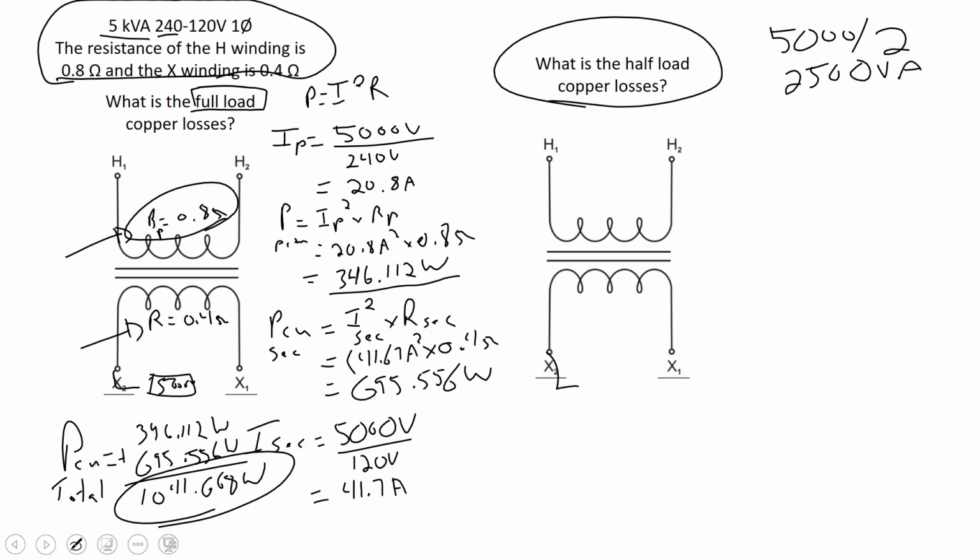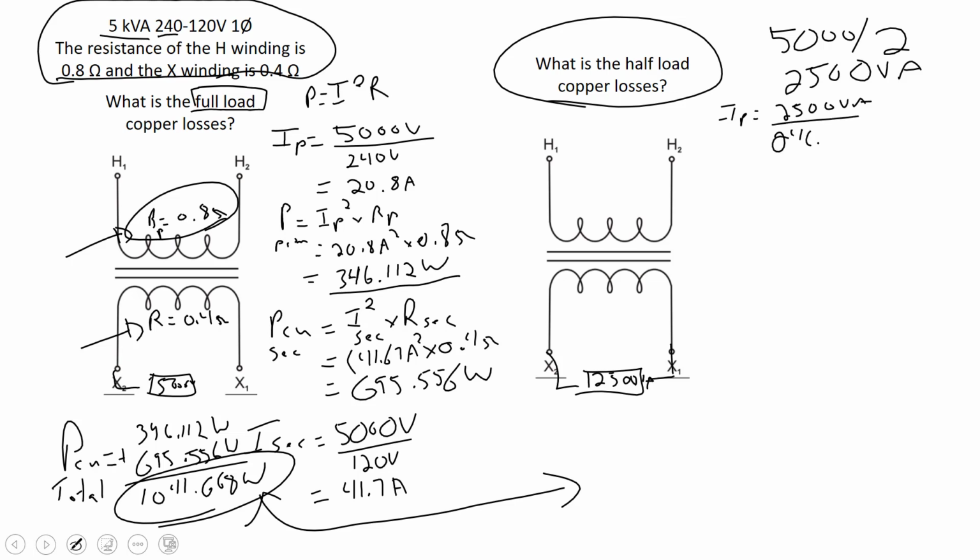Over here now we're only putting on 2500 VA. So that means the current is going to be about half going through. Okay, let's go ahead and calculate it at half load, and we are going to see what our new losses come to. All right, so compare it to our total losses at full load here. So if we're at half load, the I primary is going to be equal to 2500 VA divided by 240.